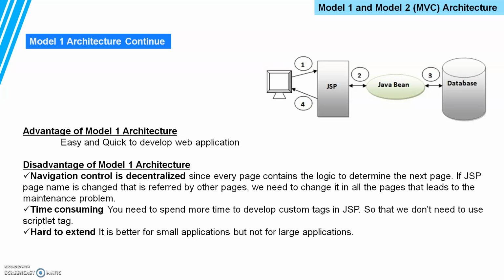So if you see the architecture of how JSP works, suppose this is the client sending the request, then the server forwards that request to the JSP. JSP then uses the Java beans, which connect to the database and retrieve the data, and then that data is given to the JSP. Then JSP prepares the final presentation, how to present that data, and gives the response back to the client. This is the model 1 architecture.